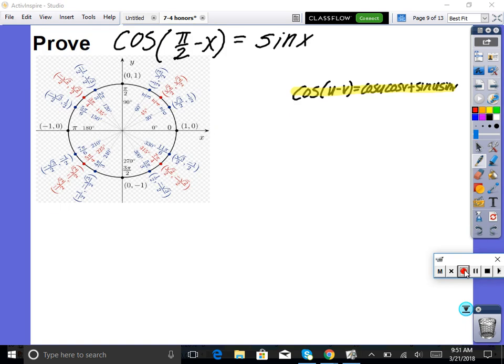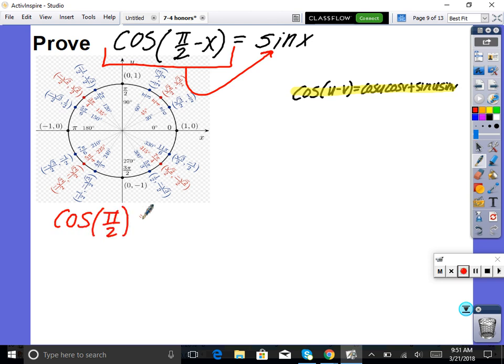This one says, prove that cosine of pi halves minus x is equal to sine of x. So you should notice, if it's subtraction and cosine, this is a different formula. This is like proving that this side is equal to this side, so we're only going to touch this side. We'll stop when we get there. This is a subtraction, so with cosine we would do cosine, cosine, sine, sine. So cosine of pi halves cosine of x, the sine is opposite, plus sine of pi halves sine of x.